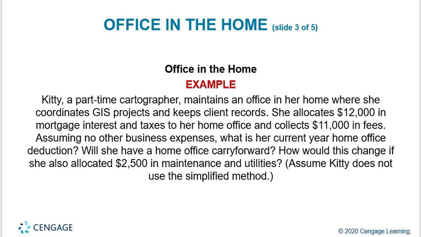Will she have a home office carryforward? How would this change if she allocated $2,500 in maintenance and utilities? Assume Kitty does not use the simplified method. And so here, right away you notice that she's allocating $12,000, which is more than what she's collecting, $11,000 in fees. And on top of that, she's trying to allocate an additional $2,500 in maintenance and utilities.